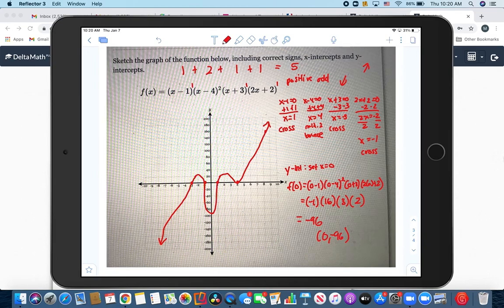If you have odd degrees, remember, besides degree of 1, if it's 3, 5, 7, 9, etc., you slide. Even powers, you bounce. And degree of 1 powers, you cross. Okay, that should help you guys, and again, hopefully this helps.